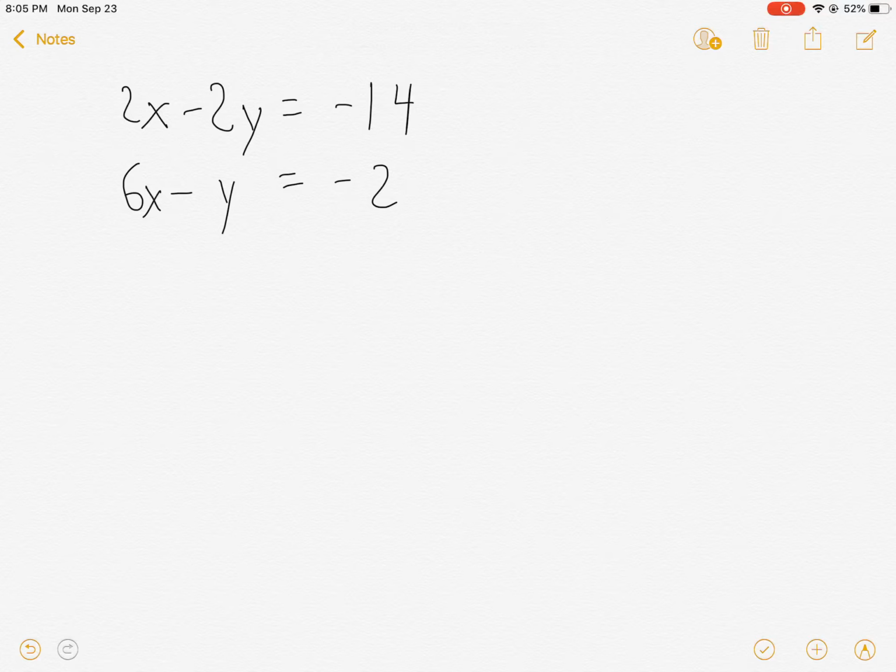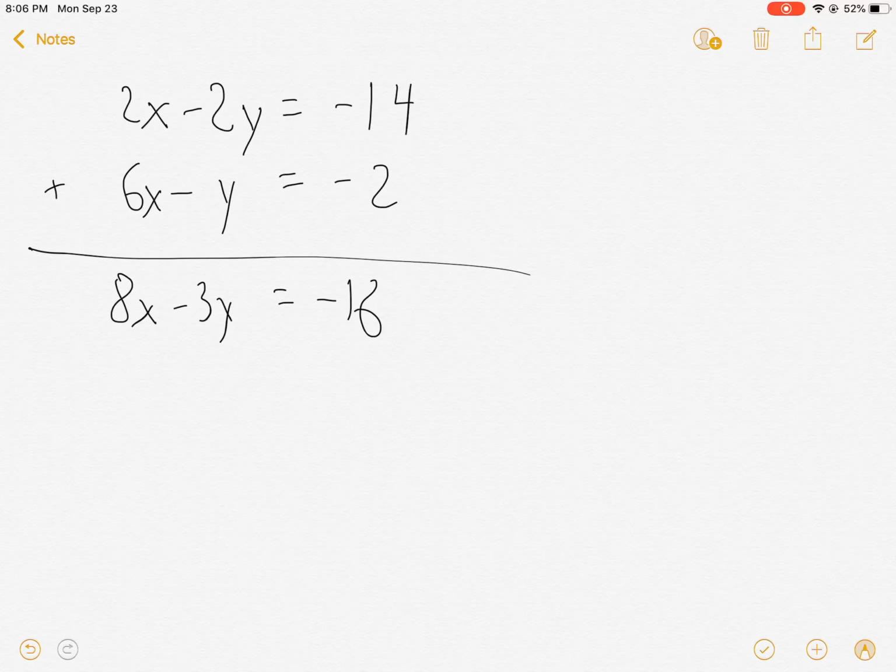The way we're going to do that is we're going to add these two equations together. We're going to combine them. Now obviously if I added them the way they're sitting right now, I'm not going to cancel out either the x's or the y's, right? To show it, if I added them right now, 2x plus 6x would be 8x. Negative 2y minus y would be negative 3y. And negative 14 plus negative 2 would give me a negative 16. That's not helpful to me. That's just another equation. So I don't want any of that.